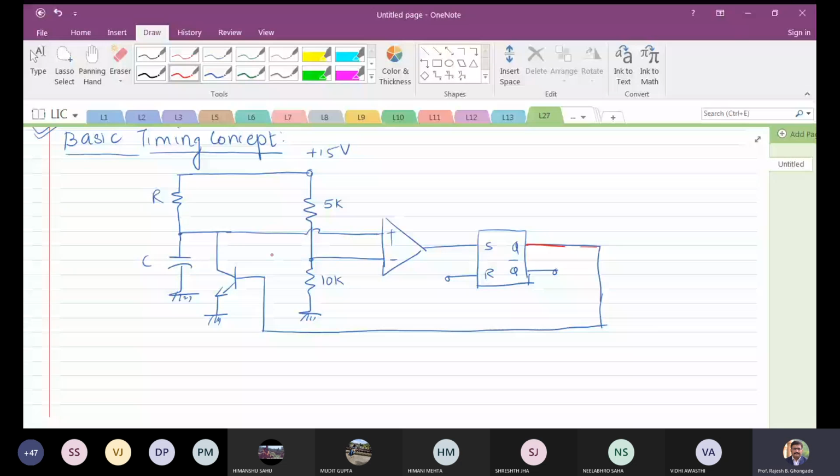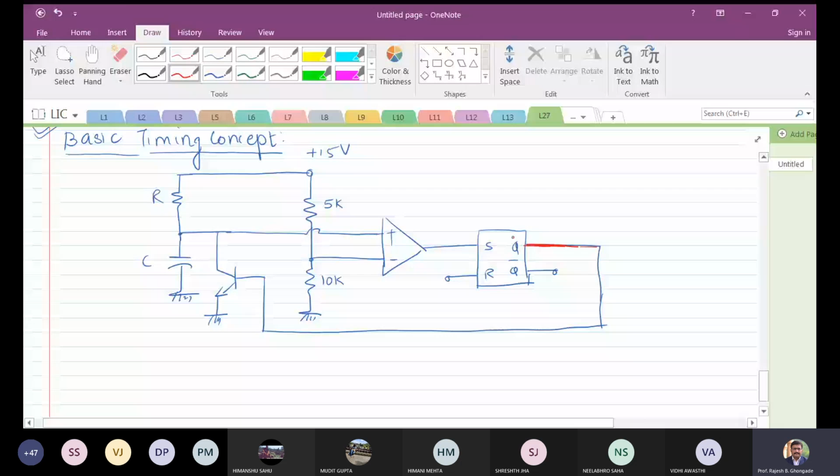Anyways, so assume that Q is high. I'm just marking it with red. Now if Q is high, that is where we start. This will saturate the transistor, so this transistor will be on. If the transistor is on, you see that the capacitor is completely short circuited. So the capacitor is not allowed to charge.